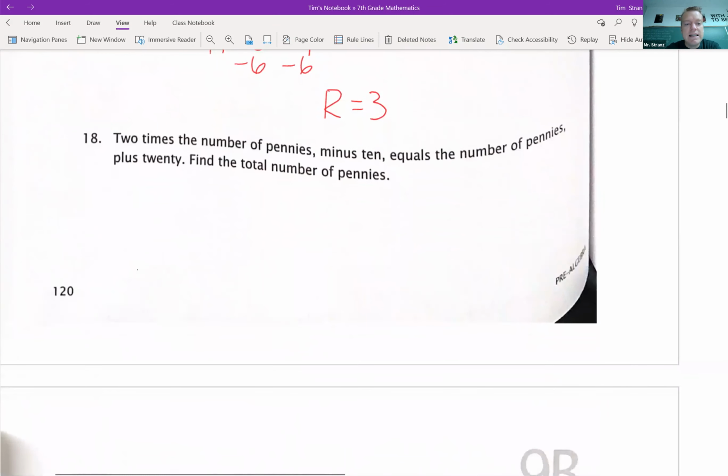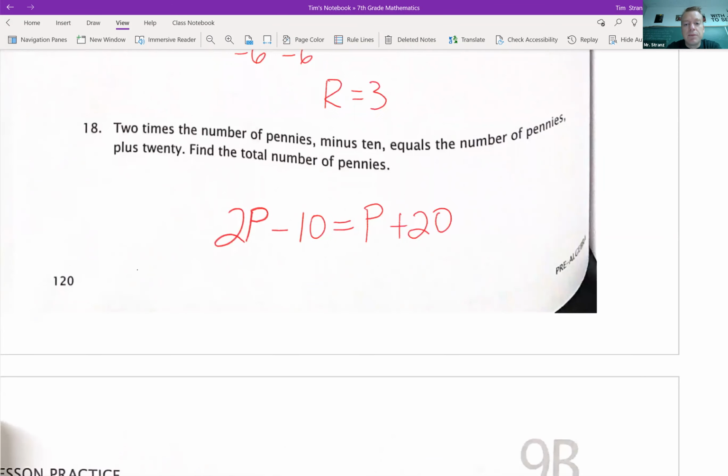Let's go to number 18. 2 times the number of pennies. We don't know what pennies are, so we're going to use P. So 2 times P, because 2 times the number of pennies, minus 10, equals the number of pennies, which we don't know, so we're going to say P plus 20. Find the total number.